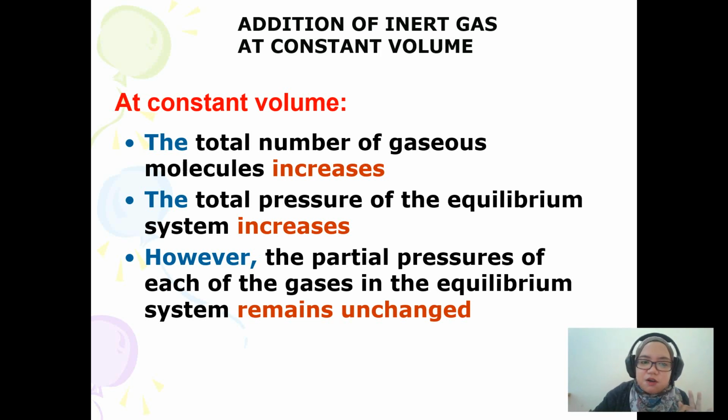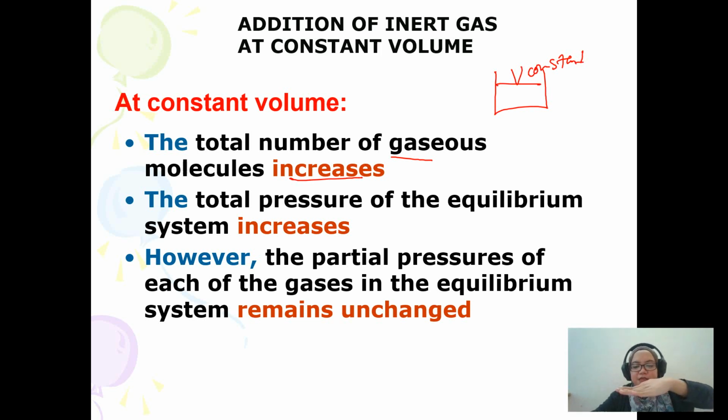the total number of gas molecules increases. So, kalau volume tu sama je, okay, volume constant, maksudnya dia tak akan berubah. Dia tegak je. Dia memang tu je. So, contoh asalnya kita ada produk dengan gas. Produk dengan reactant. Okay, bila kita tambah inert gas, so sekarang ni total pressure akan increase.